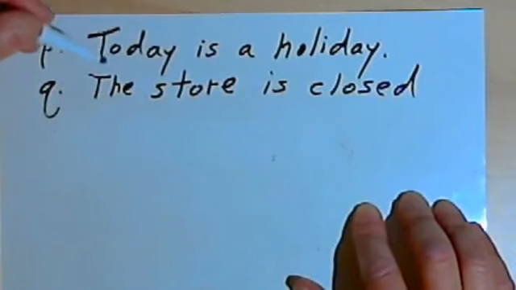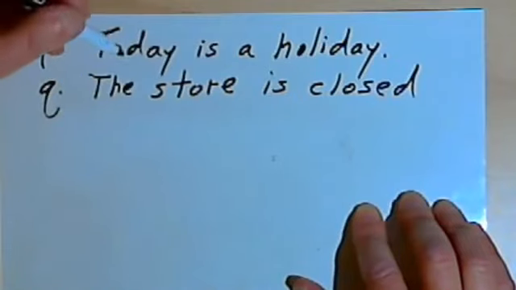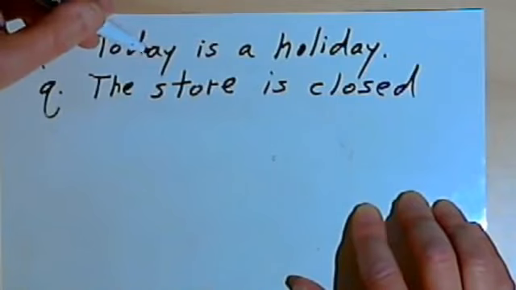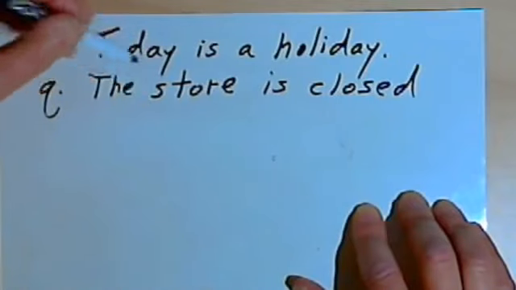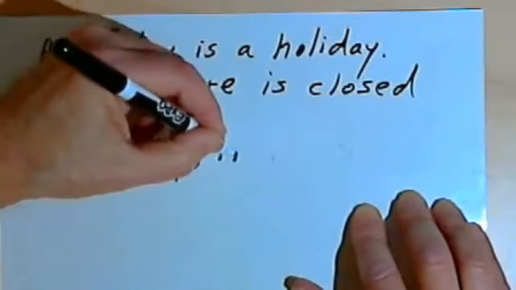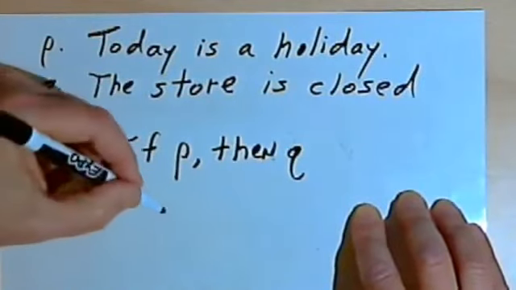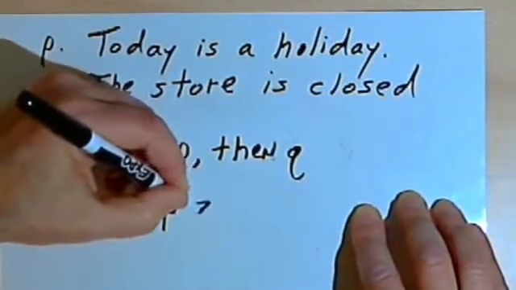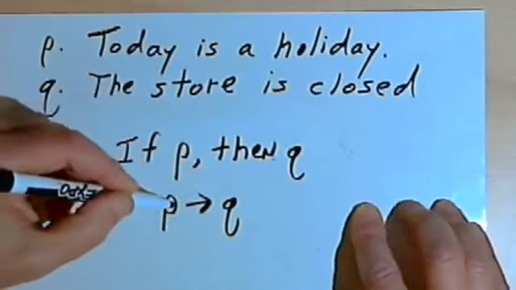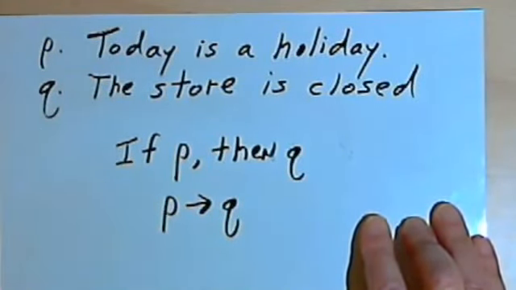Now I can put these two statements together into one statement, a conditional statement, sometimes called an if statement, and it's going to be, if today is a holiday, then the store is closed. Or I could just say, if P, then Q. And I can write this with symbols. I can just put a P in and an arrow and a Q, with the arrow going from the P to the Q. And this is read as if P, then Q. Sometimes it's read as P implies Q.